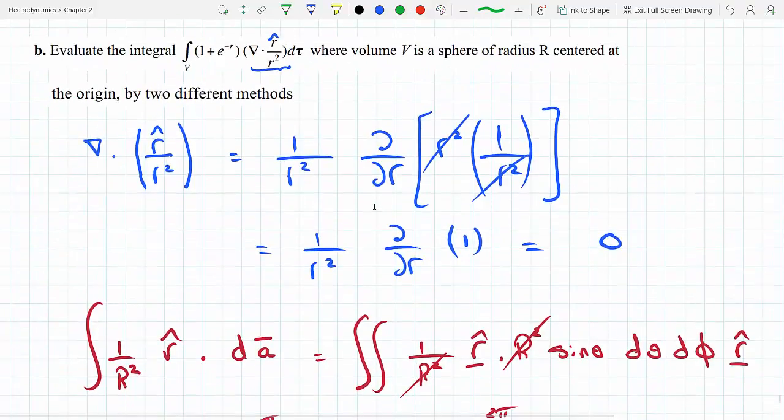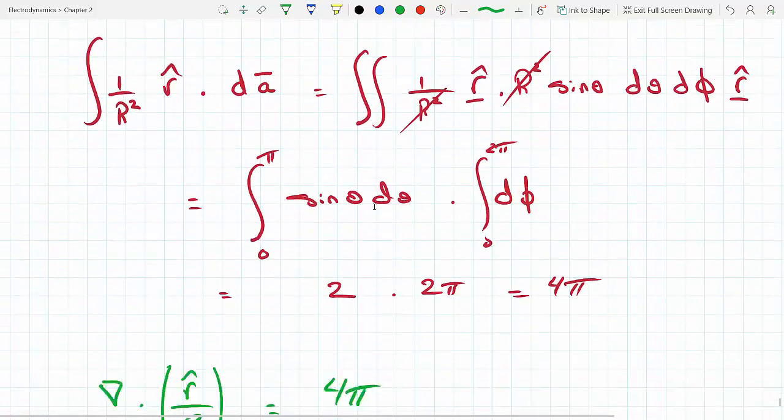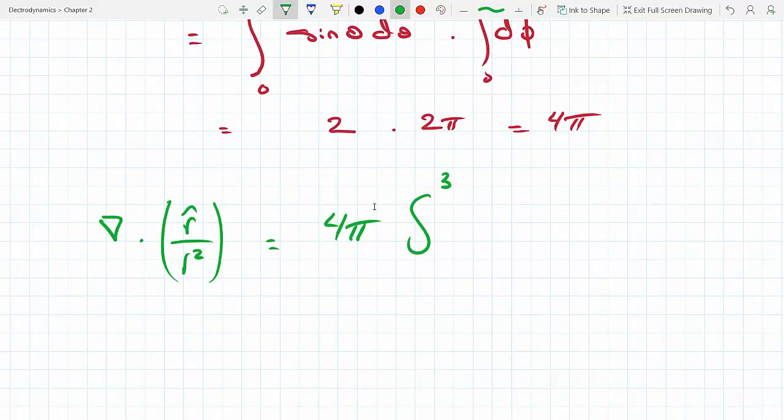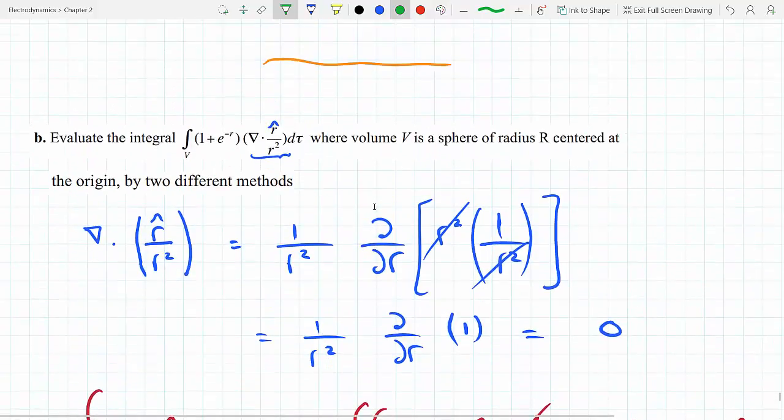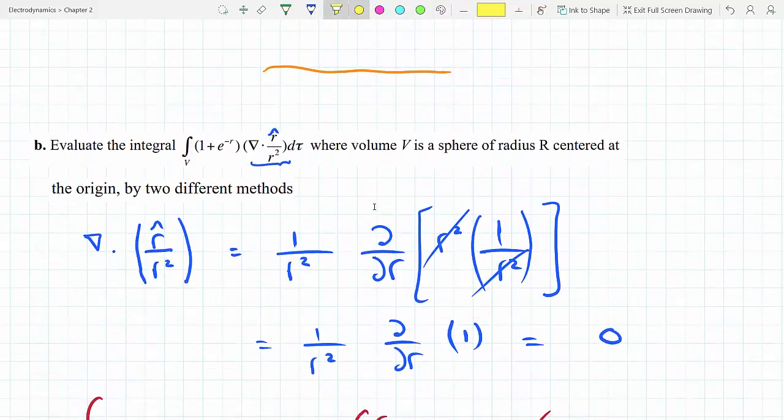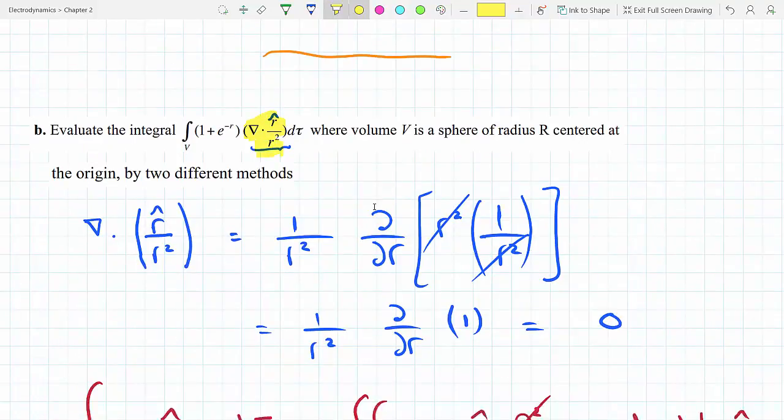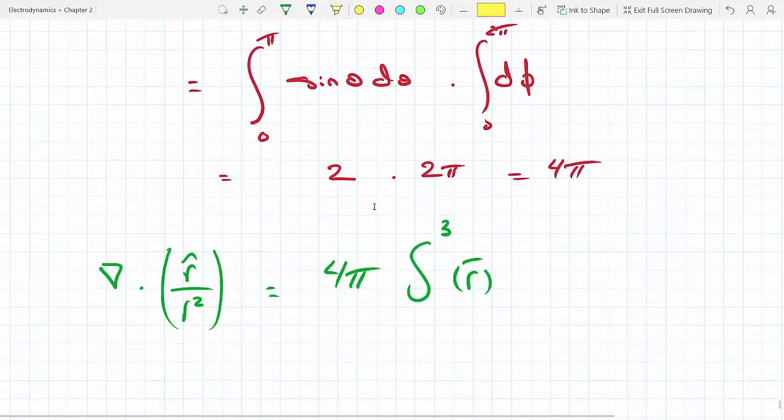Everywhere except at 0 because it blows up. So we would have to qualify this by a delta function at r. This is what I'm talking about. So you could replace this here with 4 pi delta function of r. That's what it boils down to, because the solid angle integrates to 4 pi, right?